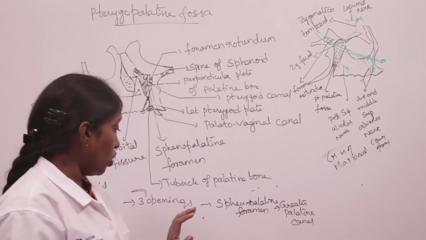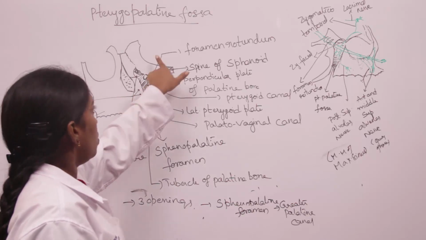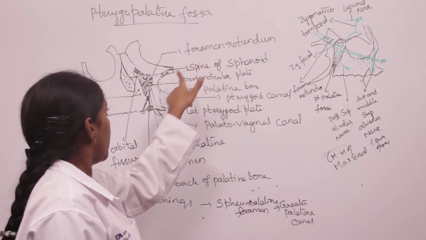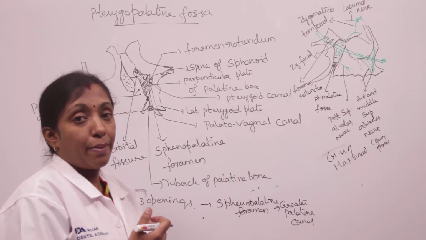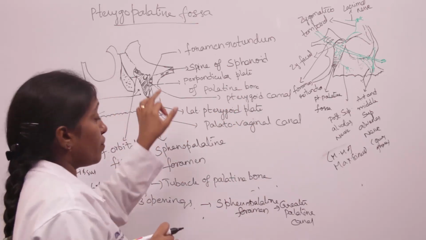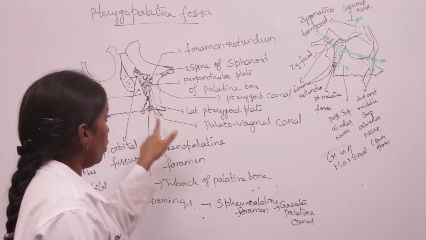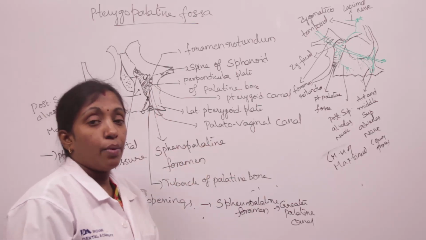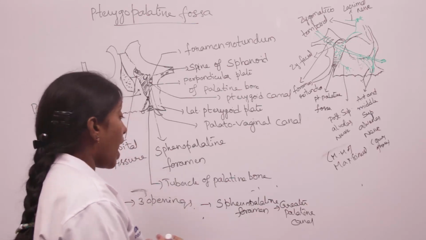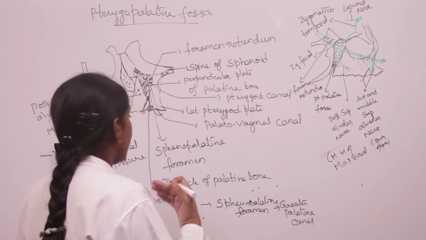Totally 5 openings, 3 openings situated in the posterior wall. From lateral to medial, we have foramen rotundum, and the pterygoid canal, the anterior opening of the pterygoid canal for the passage of pterygoid nerves and vessels, and foramen rotundum for the maxillary nerve, and below we have the palatovaginal canal on the most medial aspect, which allows the pharyngeal nerves and vessels, pharyngeal arteries and nerves.